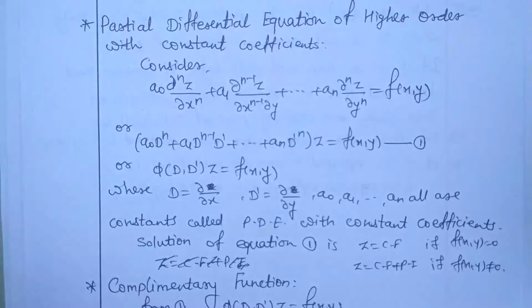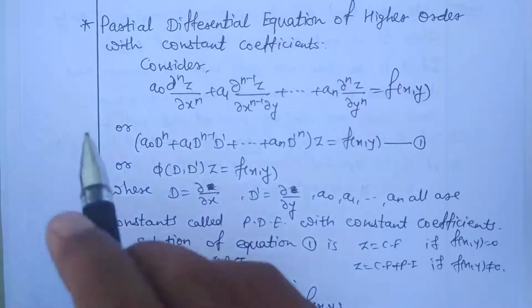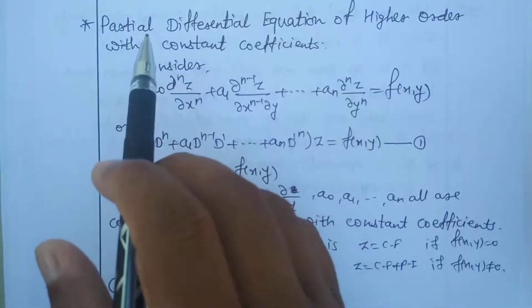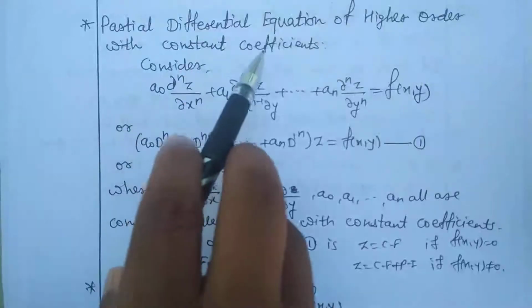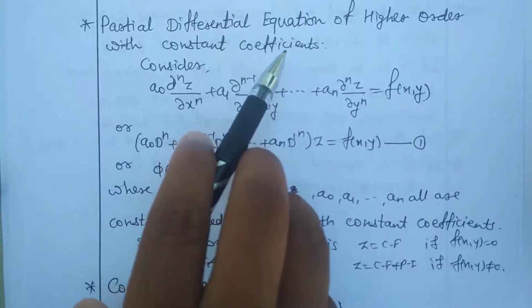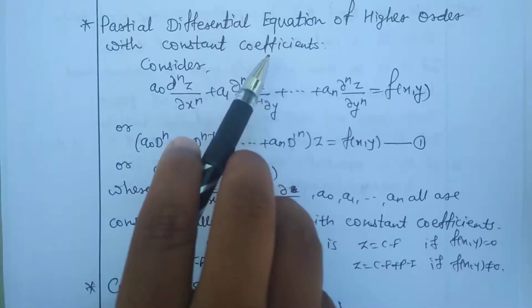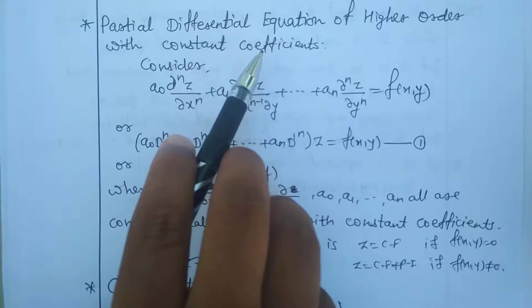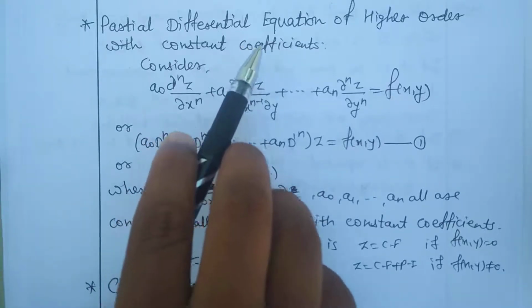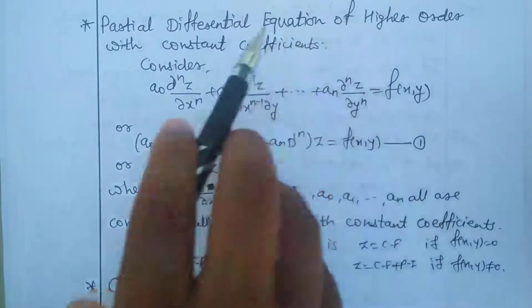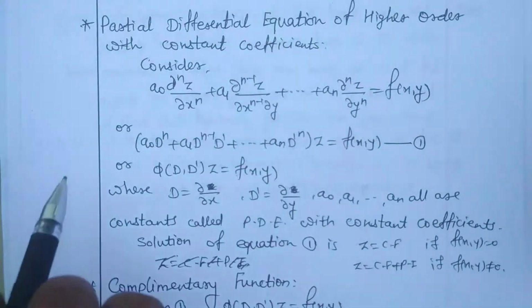Today we are going to start the last topic of this unit number 5, partial differential equation. The name of the last topic is partial differential equation of higher order with constant coefficients. In previous videos we learned the solution of partial differential equation of first order. Now we are going to study higher order with constant coefficients.